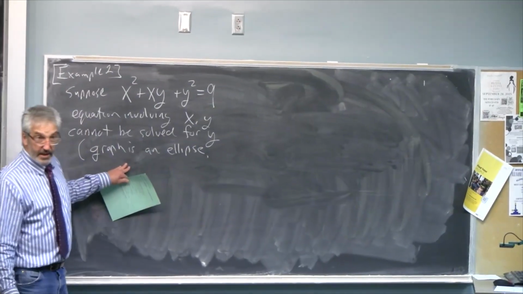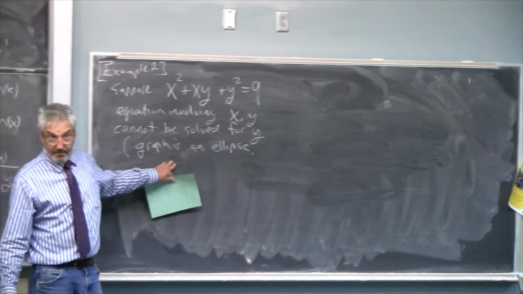Okay, so the graph of this is an ellipse. It fails the vertical line test, so that's how we know this can't be solved for y.